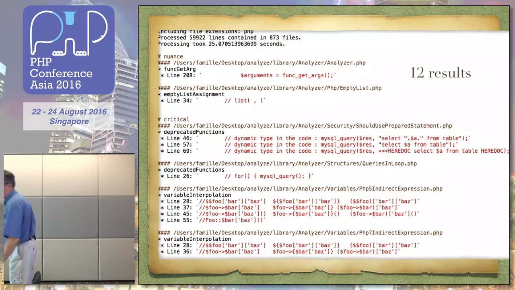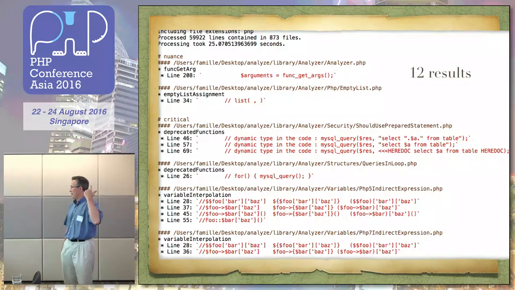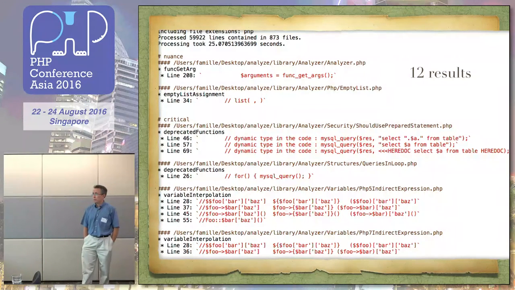So I passed all the tools on the same code, on myself, actually. And here is a list of things that were found. You can see processing time for about 1,000 files of PHP code: 25 seconds. You have 25 seconds to run the tool, right? And you get not so many of them. 12 results. That's way too low.